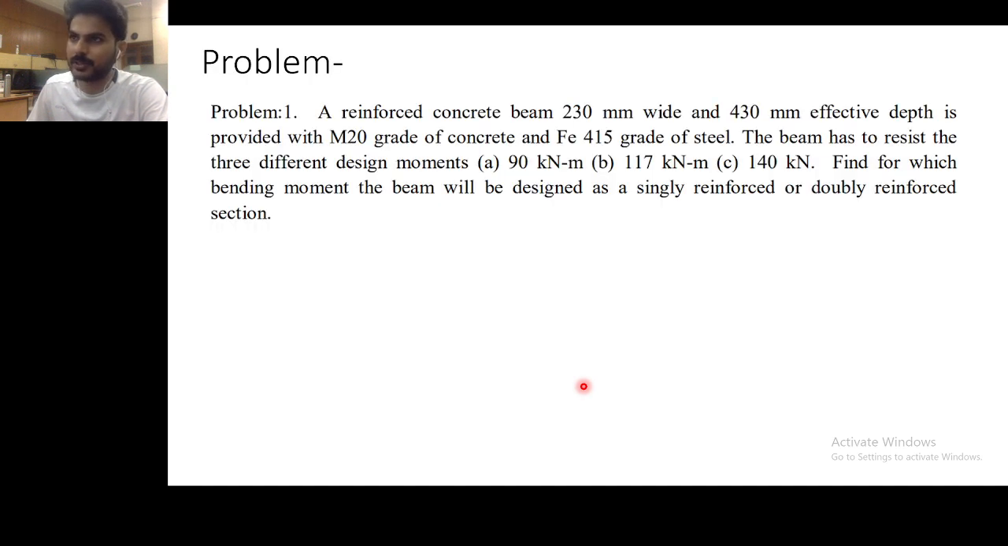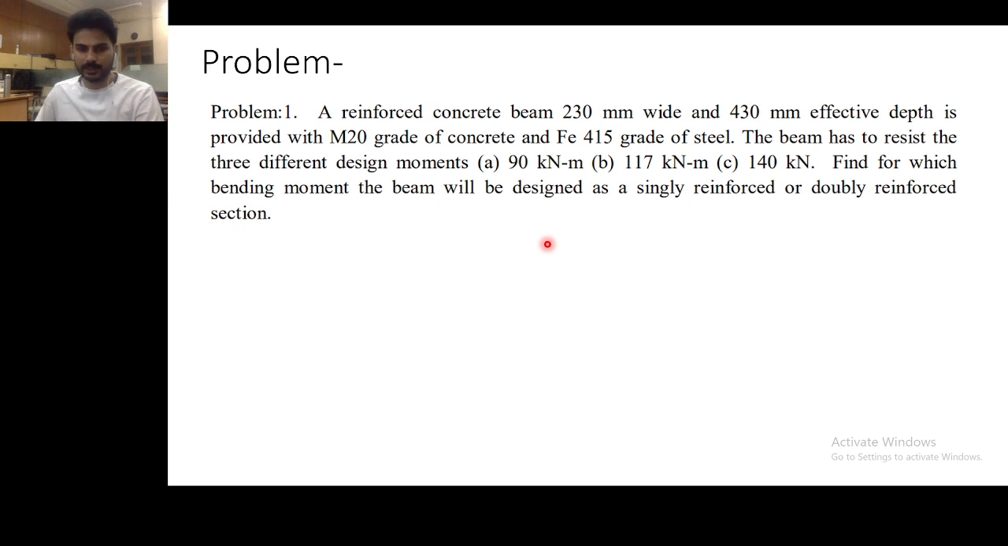Okay, so the first problem, as you can see on screen, is a reinforced concrete beam 230 mm wide and 430 mm effective depth. Directly they have given the effective depth. It is provided with M20 grade of concrete and Fe415 grade of steel. Typically these grades are given. The beam has to resist three different design moments: 90, 117 and 140 kilonewton meter. Find for which bending moment the beam will be designed as a singly reinforced or doubly reinforced section. So that we have to design.